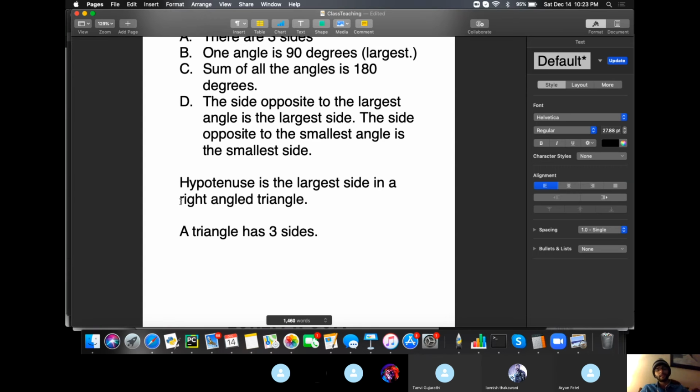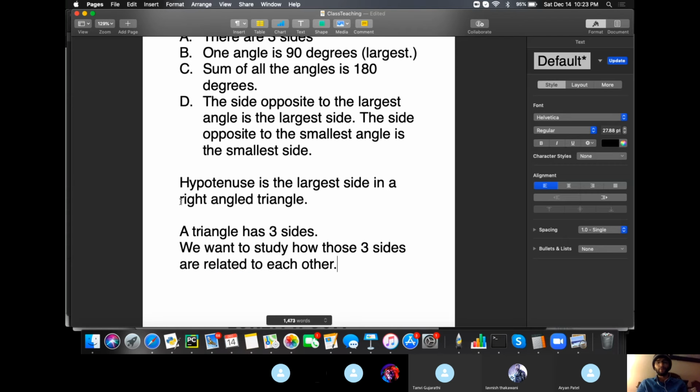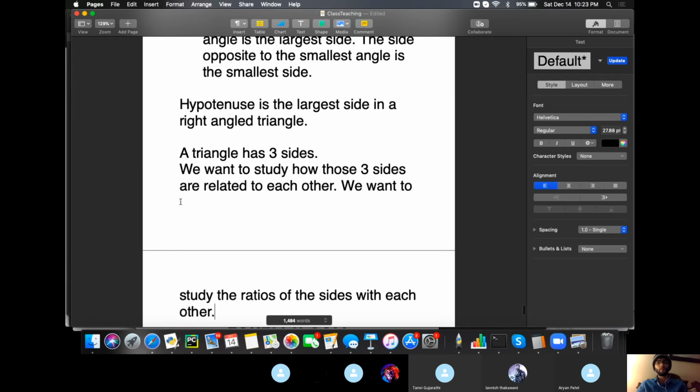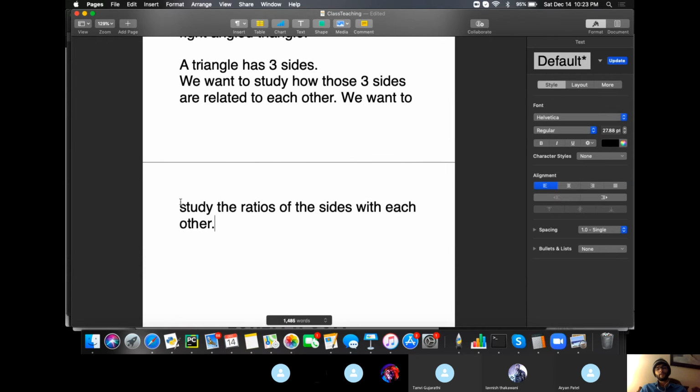So now a triangle has 3 sides. We want to study how those 3 sides are related to each other. We want to study the ratios of the sides to each other. So what we're trying to do is we want to know different ratios of side A to side B. We want side B to side C and all of that.